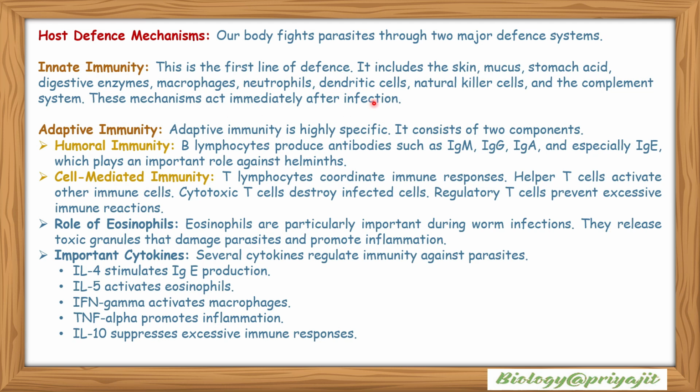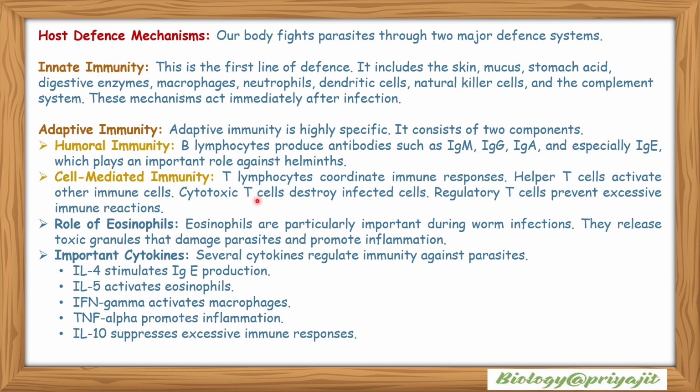These mechanisms act immediately after infection. Adaptive immunity. Adaptive immunity is highly specific. It consists of two components like humoral immunity, where B lymphocytes produce antibodies such as IgM, IgG, IgA, and especially IgE, which plays an important role against helminths.